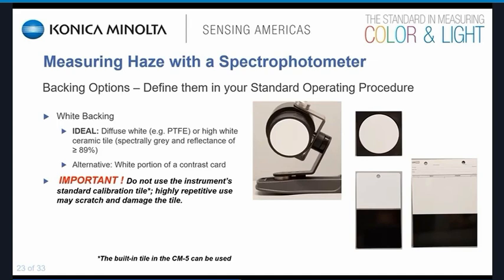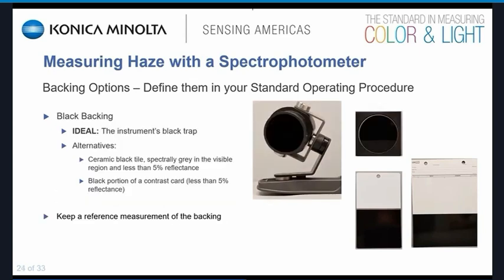But one thing that's very important that you know is please do not use the instrument standard calibration tile as your white backing, because when you use it repetitively, and keep taking it off and on the instrument, it can get scratched, you can get fingerprints on it, you can wear down the tile surface, and when you do that, you are going to get a hit in the performance and the accuracy of your instrument. The exception would be the CM-5 for haze measurements, because the white plate is internal. So we don't have to worry about whether we accidentally scrape the side of the tile or not.